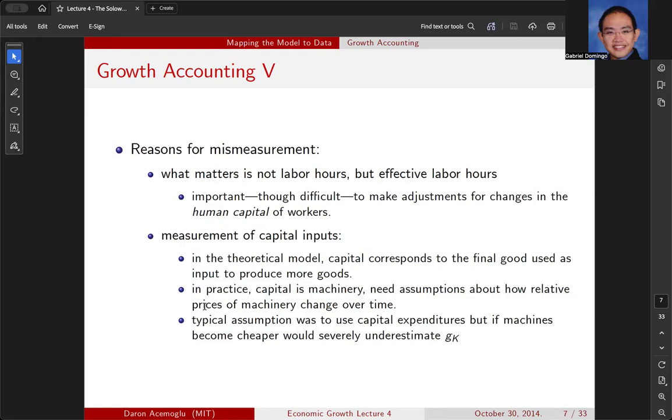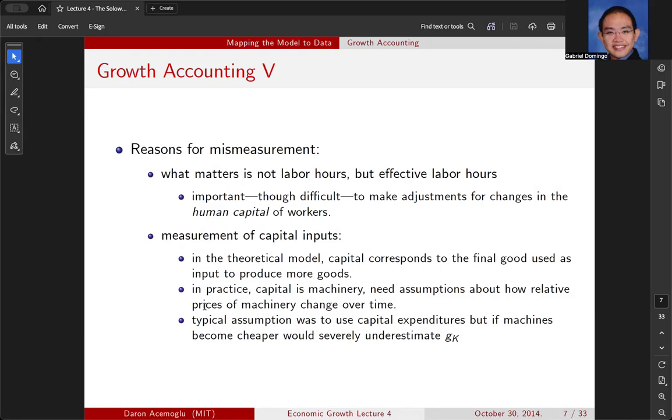But in practice, though, the final good or the final output good is not necessarily the important thing, because what we'll be looking at in practice is machinery. So it's not really a final good, right? It's machinery. It's used not just as a final good, but it's also used as an input to produce other goods, right? So in that case, you'll need to know the relative price of machinery and how that will change over time. Okay, so there's a complication.